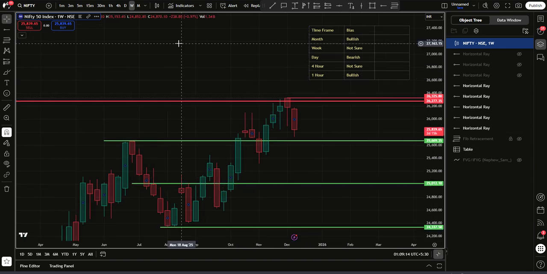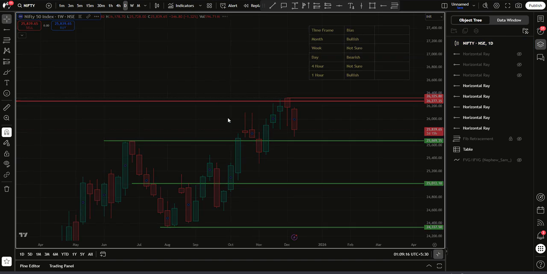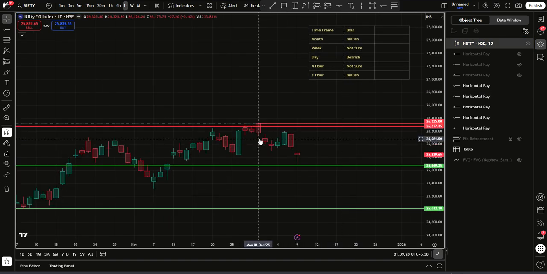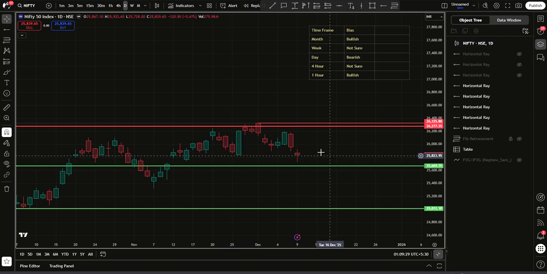Now going over to the daily time frame. The daily time frame has turned bearish because this high is higher and this high is lower. A lower high has been created and this low has been taken.